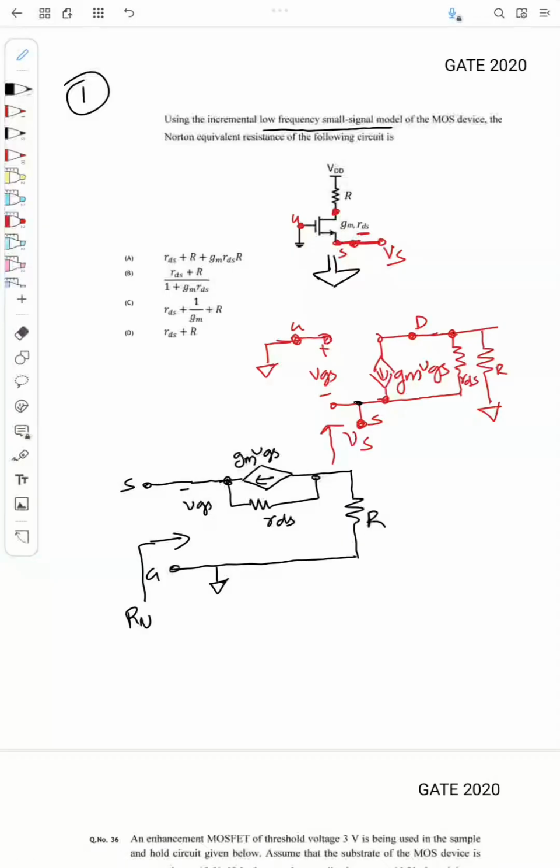Just like the Thevenin resistance, we remove all the sources, or replace the sources with their internal resistance. If it is a voltage source, I will short circuit it, and if it is a current source, I will open circuit it, and find the equivalent resistance. But here we have a dependent source, gm VGS, so we cannot directly find it like that. Instead, we will apply a voltage here. This is VGS, and I will apply one source here.